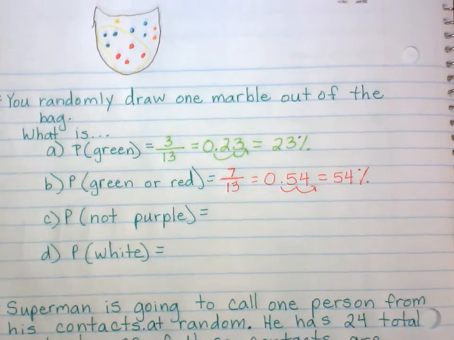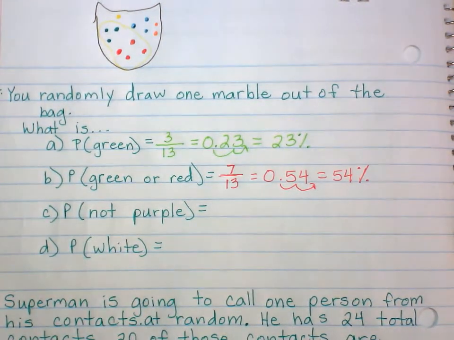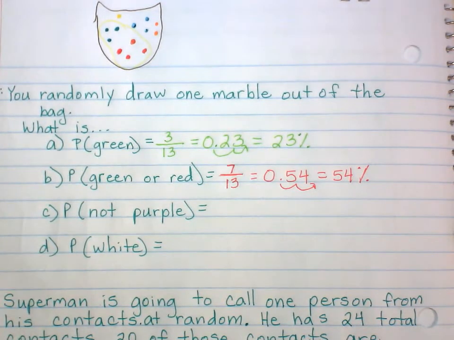What if it said, what is the probability of not drawing purple? These last two, I'm really curious. I really wish we were in the classroom. I want to know what you would say to this. What is the probability of drawing a marble and it's not going to be purple?